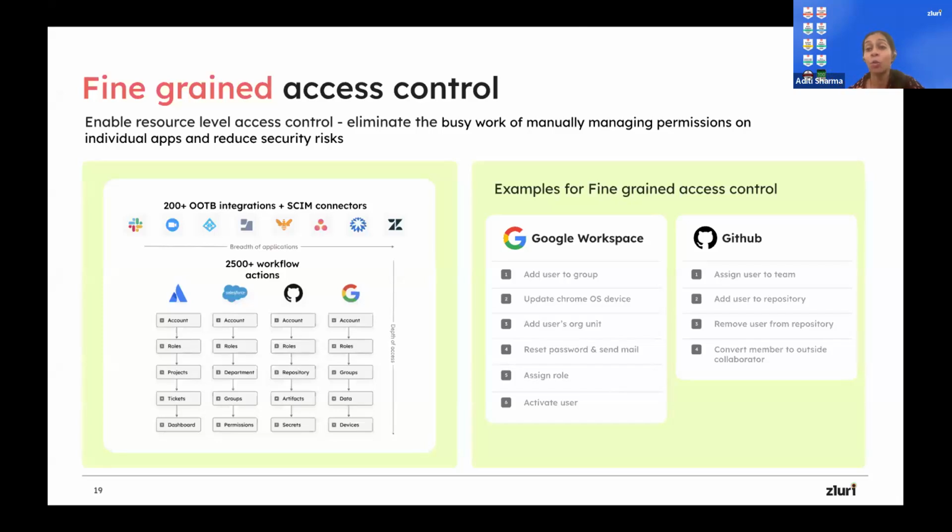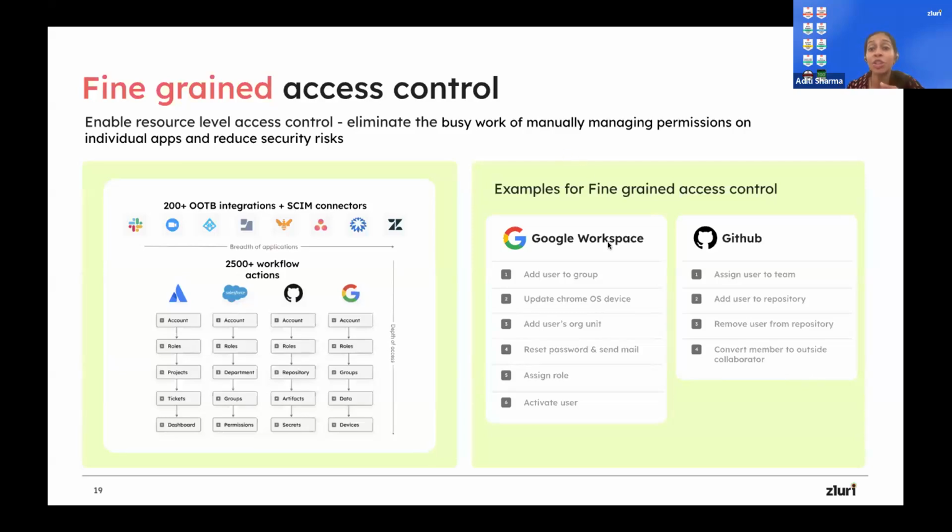In case you want to do more granular actions, like for example, assigning roles to the user or assigning them certain projects, tickets, repositories in different applications, that's something which LCM tools and SSOs built on SCIM connectors cannot do today. But again, because Zluri has direct API connections with hundreds of applications, and we have more than 2,000 workflow actions built in, you can automate a lot of granular tasks in addition to adding and removing users from applications and SSO groups.